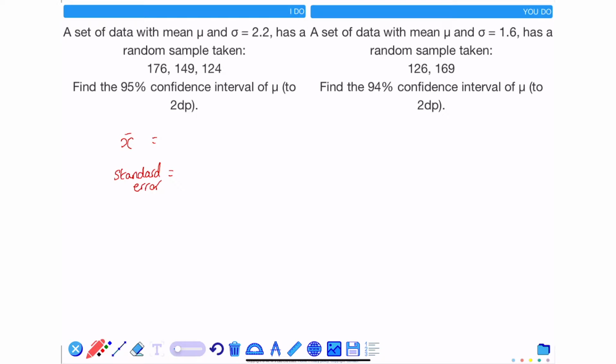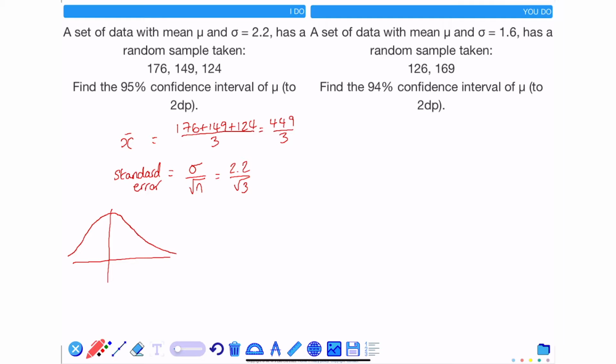The mean is calculated by adding the values together and dividing by how many there are. This is 449 over 3. Now, a sample mean deviates from the actual mean of a population. This deviation is the standard error of the mean. So the standard error is the standard deviation divided by the square root of how many values there are. This is 2.2 divided by the square root of 3.